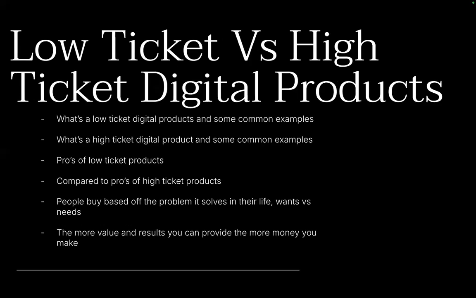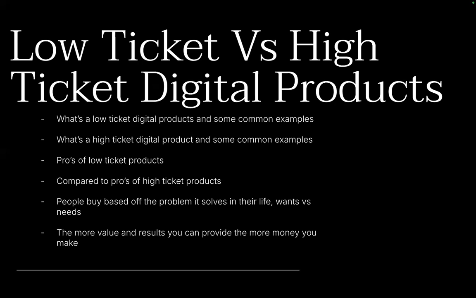So with that, I'm not sure how familiar you guys are with the terms low ticket digital products and high ticket digital products, so I'm going to break this down for you. There's two different types of digital products out there. The first one is low ticket digital products, and essentially a low ticket digital product is just a digital product that doesn't cost a lot of money. Usually it's not something that solves a massive problem. It's something that's more wanted rather than needed.